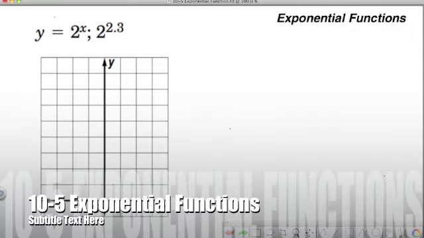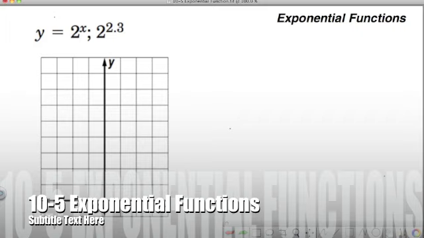Okay guys, today we're going to work on 10-5 exponential functions, and as you can see I already have one problem up. This is problem number 1 from your homework. The instructions are to graph each function, state the y-intercept, then use the graph to determine the approximate value of the given expression. Use a calculator to confirm this value.